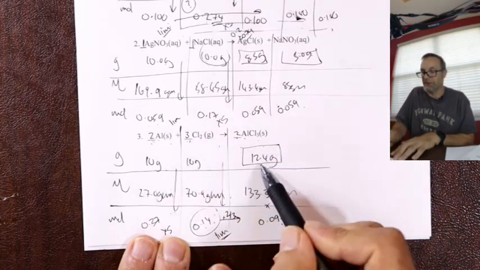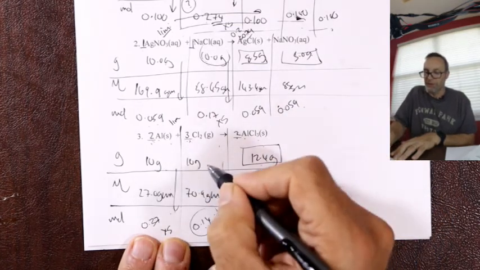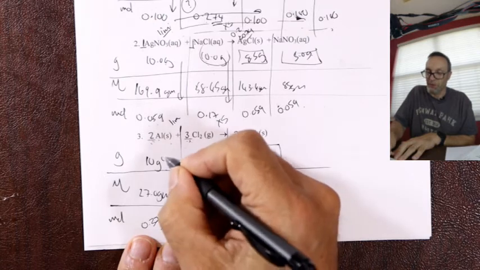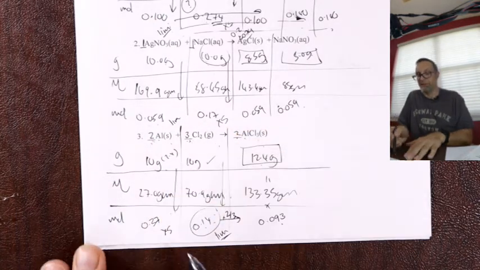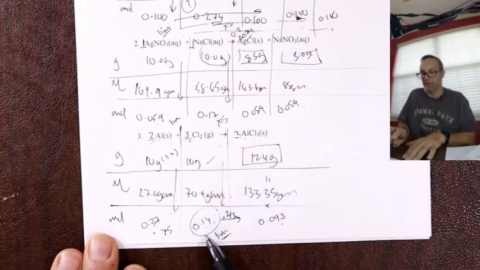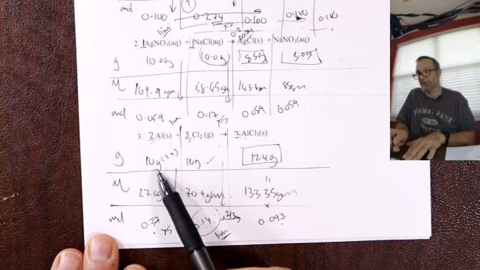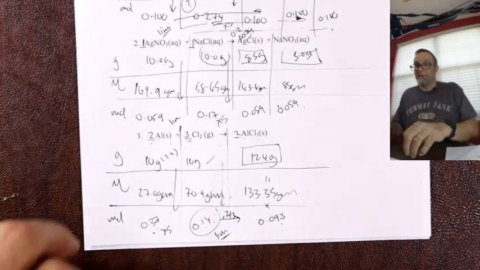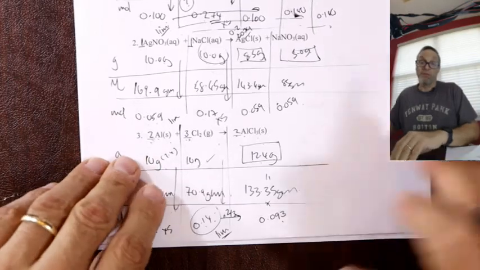Again, 20 grams doesn't equal 12.4. We used the whole 10 here, but we must have used only 2.4 of that if you think about it, right? From the excess, we only used a small amount. Okay, all right. So hopefully that makes sense. That's limiting reactants. Be comfortable with this, right?